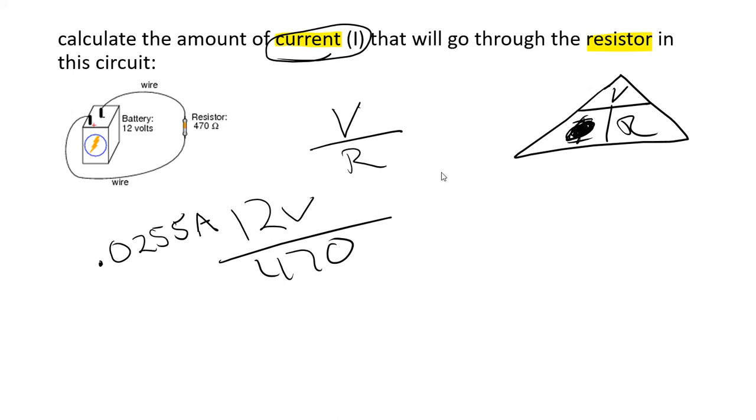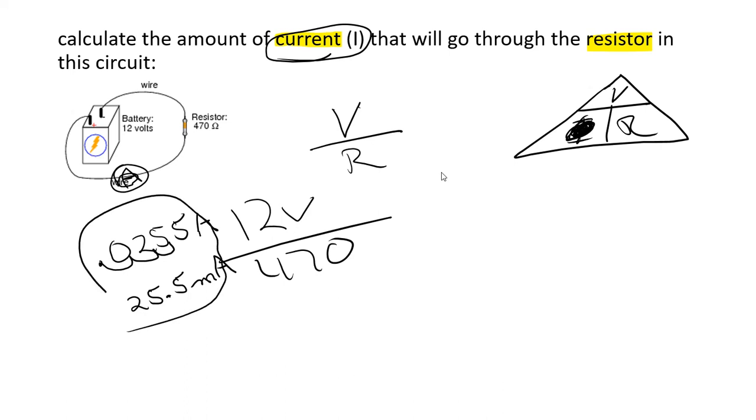If I want to know what my amps are, if I could cut this wire and put an amp meter in here, that would be it. Or I could say milliamps. And remember, milliamps is when we just move the decimal point over 3 places. 1, 2, 3. So if I wanted to make this into milliamps, it would be 25.5 milliamps. Any one of those would be right.